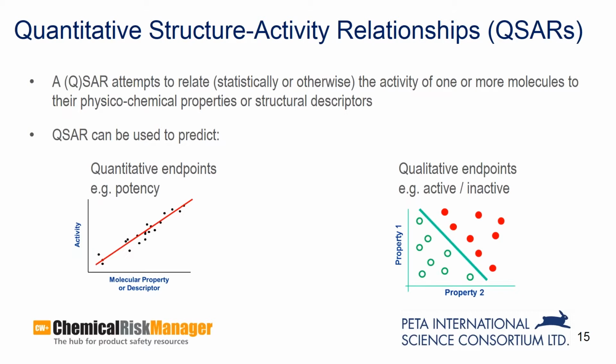Or we may be able to develop qualitative models using quantitative data. Here we're developing a model, or we have a model that's able to separate out toxic from non-toxic compounds. These are very simplistic representations of QSAR, and many different approaches have been used historically. And if you look into the literature, you'll see a vast number of different techniques and statistical methods. Next slide.